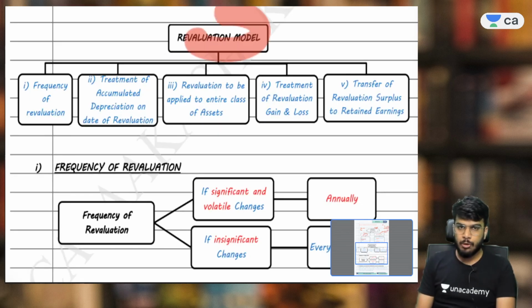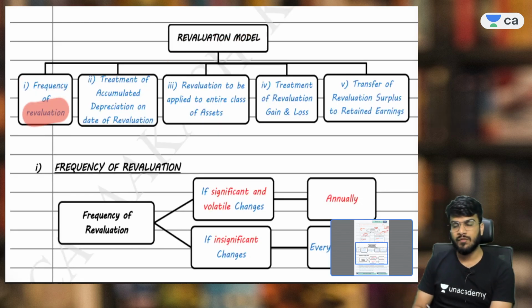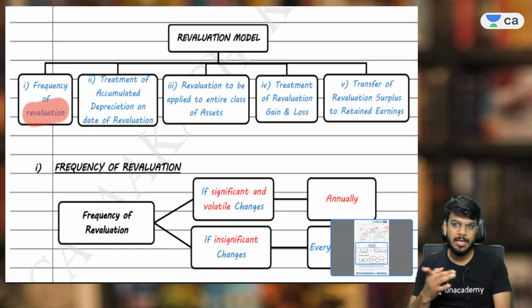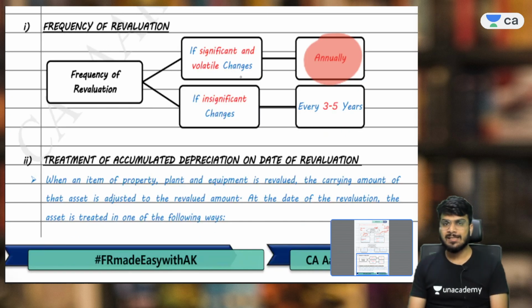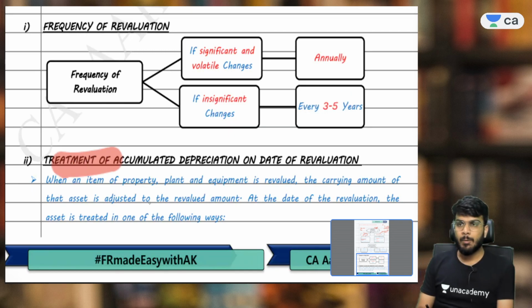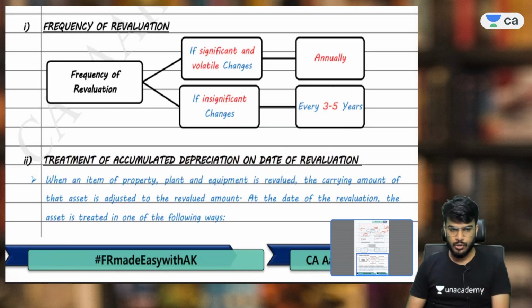Under the revaluation model, you have 5 points to be discussed. The first point is, what is the frequency of revaluation? Like, in how many years do we have to keep on revaluing the asset? If the changes in the asset's fair value are significant and volatile, you need to do the revaluation annually. But if the changes are insignificant, you can do the revaluation once in every 3 to 5 years. The next point is, what will be the treatment of accumulated depreciation on the date of revaluation?